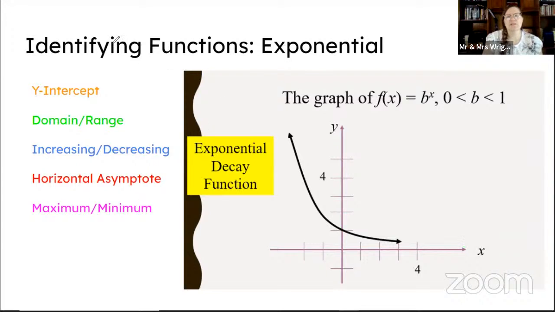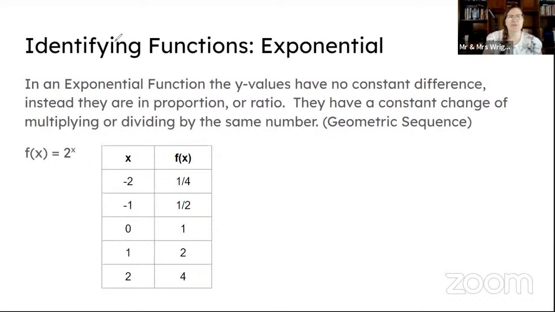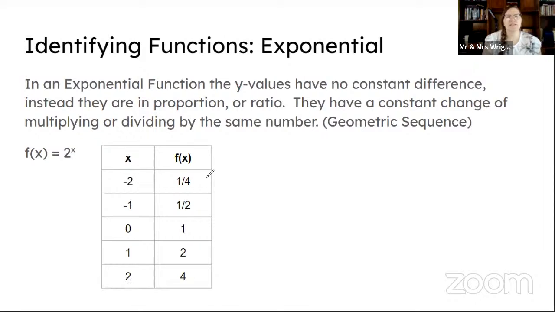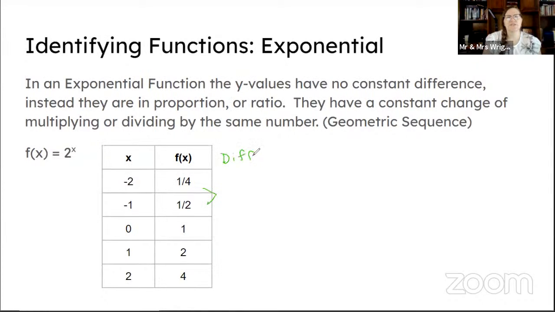So what does this look like on a chart? We talked about linear and quadratic chart functions and how to identify them on the chart, but how do you identify it for an exponential graph? Well, the easiest way to look at it is it being multiplied or divided consistently. Well, 1/4 to 1/2 to 1 to 2 to 4. Let's see if we can find a difference. Let's start there to see how it looks difference-wise. Well, 1/4 to 1/2, the difference there is 1/4. 1/2 to 1, the difference is 1/2. 1 to 2, the difference is going to be 1, and 2 to 4, the difference is 2.